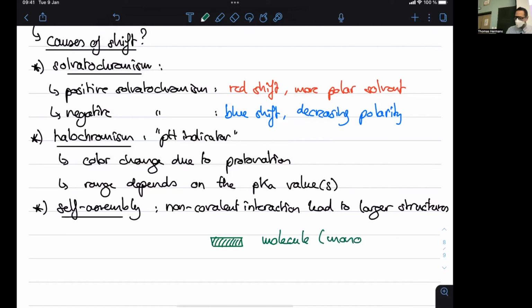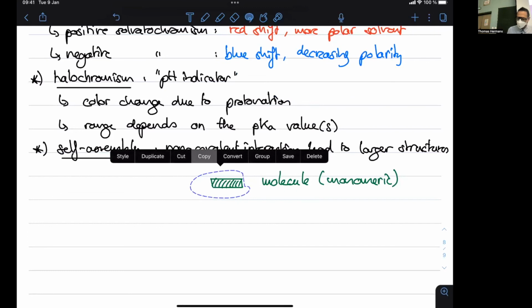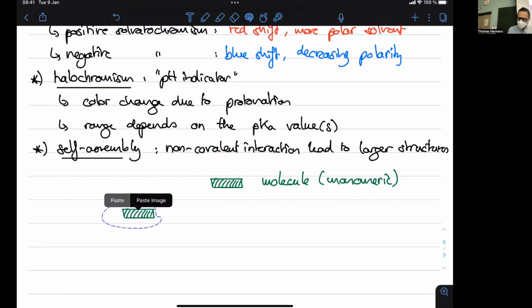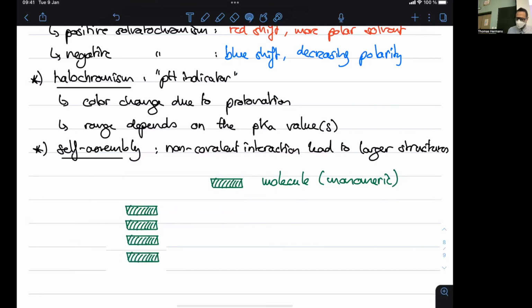And it's in a monomeric state, right? And now the molecule can self-assemble, right? It can do it in different ways. It can stack like this, straight. There's, for example, hydrogen bonding between those. Or it can do something like a little ladder, like this.